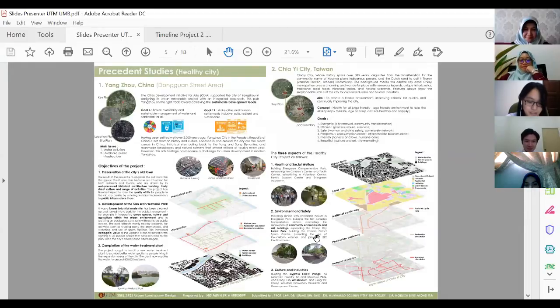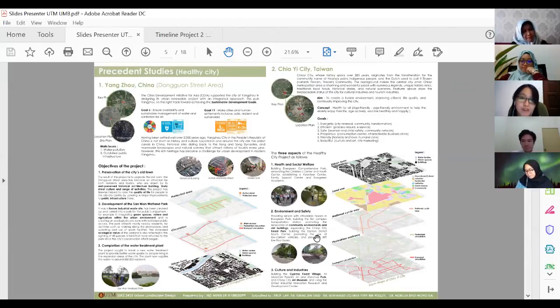Very good morning to the lecturer and the audience. I'm Ming Er. Today I'm very glad to be here to present my master plan on my topic, which is urban landscape design for the healthy city. So I'm focusing my topic on the healthy city.